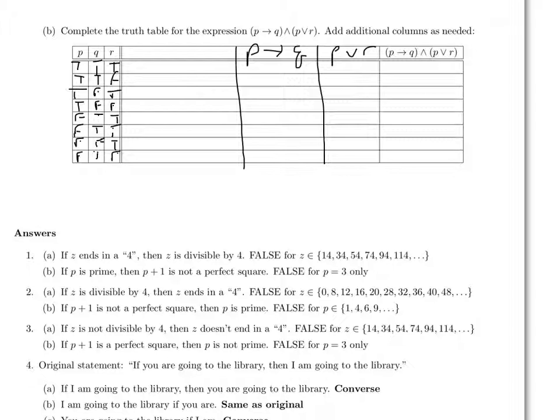So for my column for P implies Q, I know that what I'm looking for is a true P and a false Q. In other words, true hypothesis, false conclusion. And if that happens, I'll have an F in my implication. So the only time I'm going to see a true hypothesis, a false conclusion, is in rows 3 and 4. I have true, false here for P and Q, and then everything else should be a true.